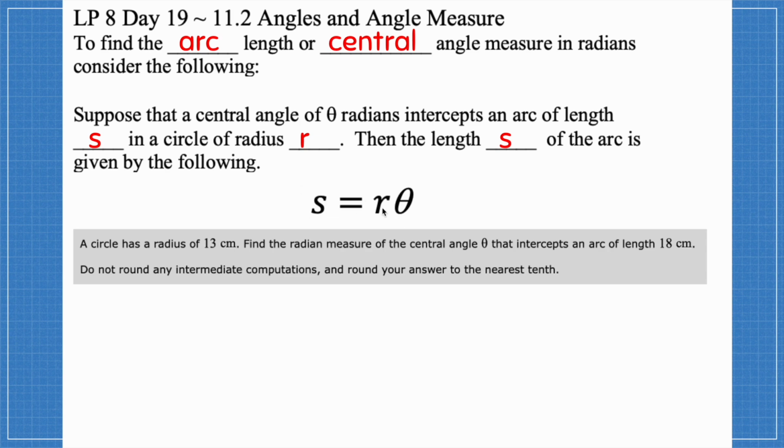So the arc is equal to the radius times the angle.